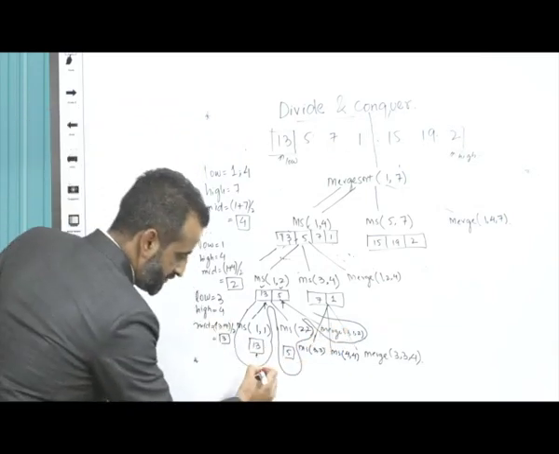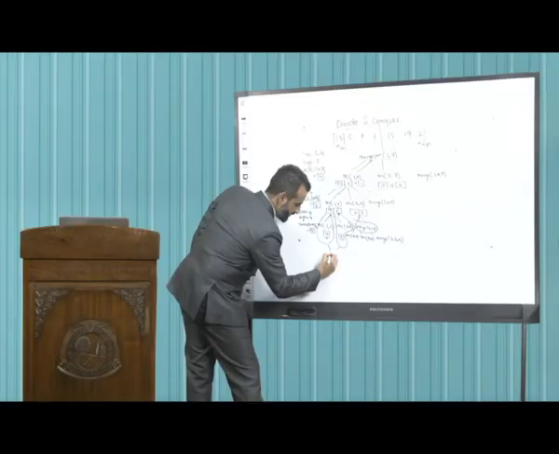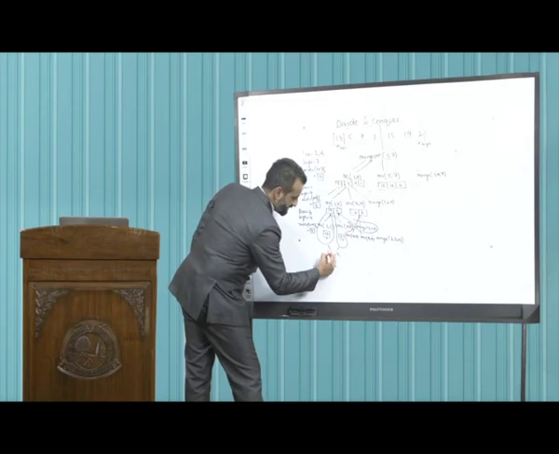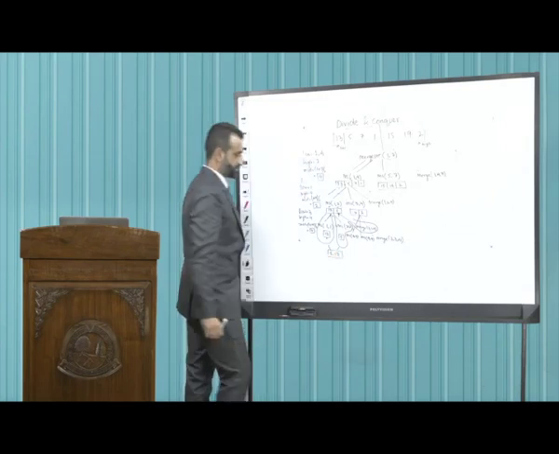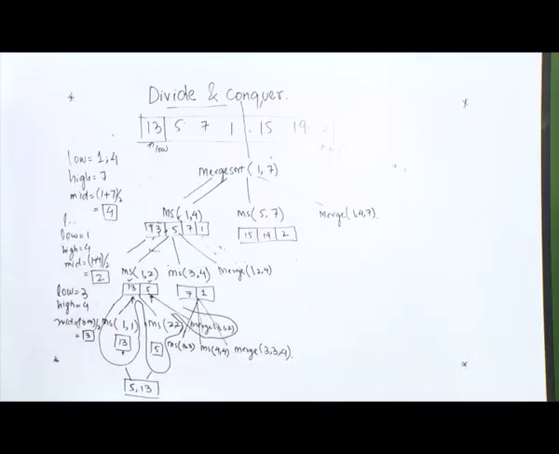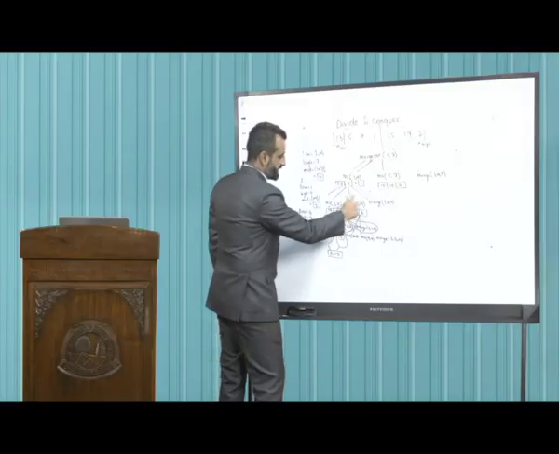Now 5 here is a smaller element than 13, so we can put the sublist as 5 and 13. We'll come back to this using merge when we describe the merge function. This is the first part that stands solved. Let's go to the second part of this.